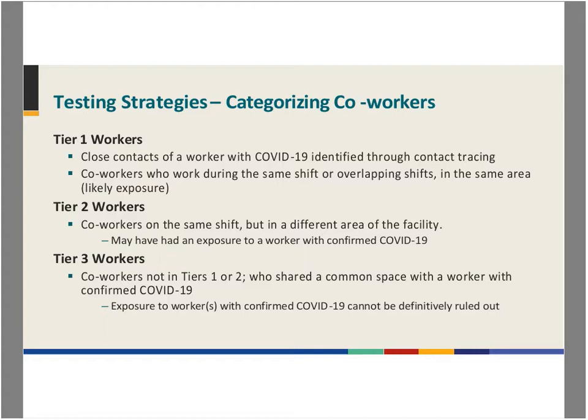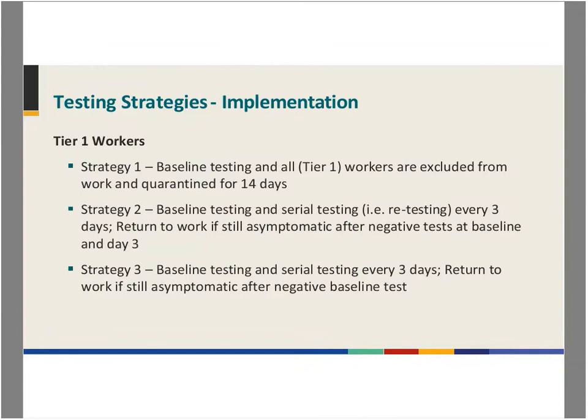Whereas Tier 2 would be a little less likely to have had a significant exposure to the case. So these could be coworkers on the same shift but in a different area of the facility. And Tier 3 workers are those workers at the facility that are not in Tiers 1 or 2, but may have shared a common space with a worker with confirmed COVID-19. So exposure cannot be definitively ruled out. So if you want to cast a wide net and capture all possible cases that might have been acquired in the workplace, then you might consider expanding testing to Tier 3. But we recommend starting testing with Tier 1 at least.